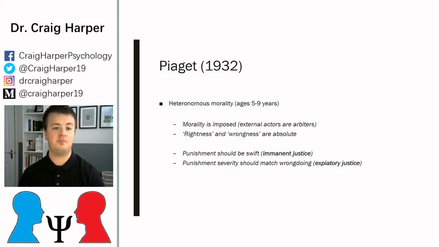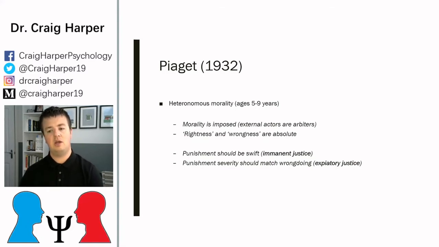They're absolute. So what this means is that when someone is behaving in a way that is known to lead to a punishment, that is seen as being a negative or an immoral behaviour. If something isn't met with punishment, then that's assumed to be a moral or a correct behaviour. So the idea of imminent justice, punishment being swift, is really important. It's a real core idea of heteronymous morality. And the idea that the punishment severity should match the wrongdoing.